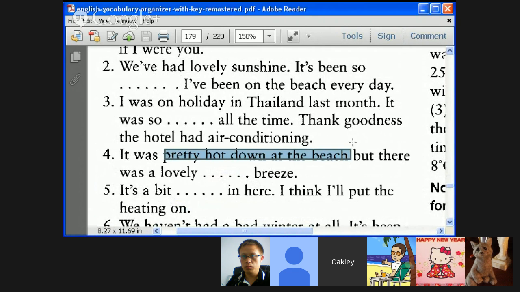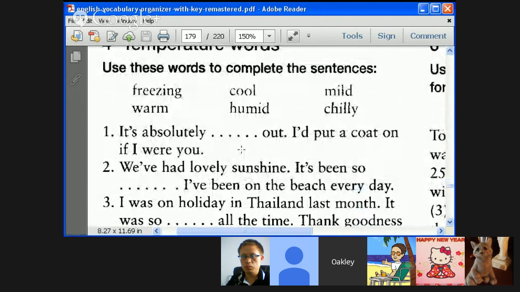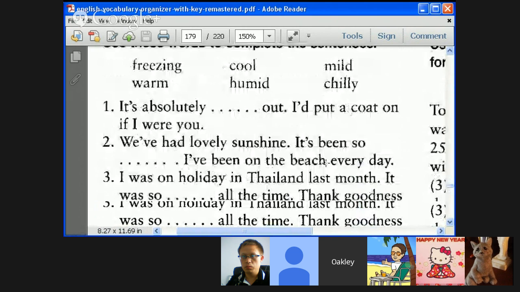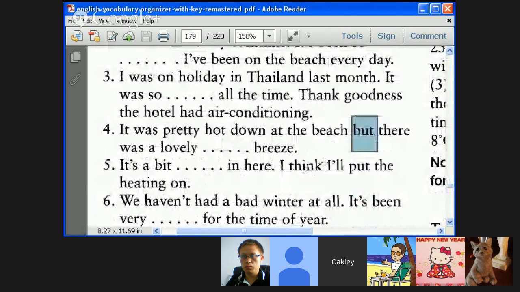But means contrasting information, so there was a lovely cool breeze. It could be mild. It's not a wrong answer, really. It fits. There's a couple of answers. Cool or mild, actually, both fit.